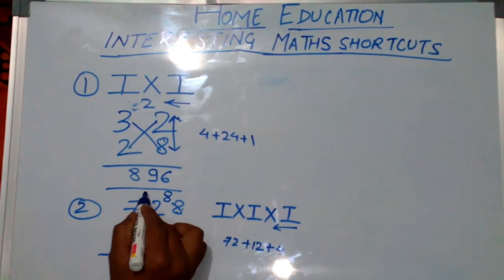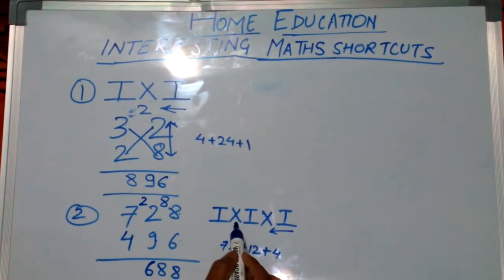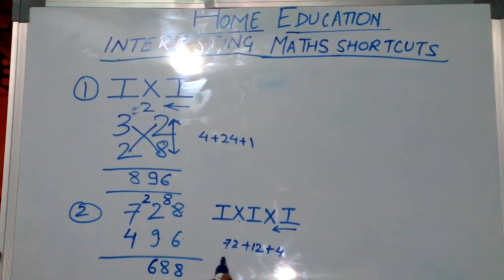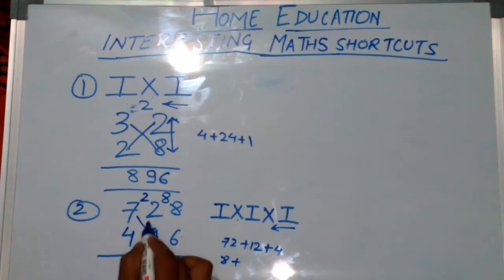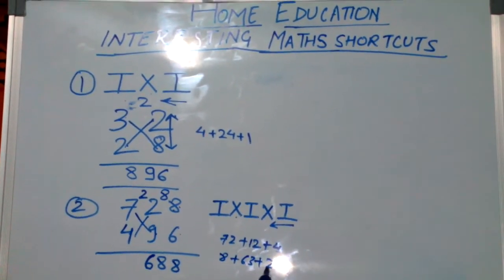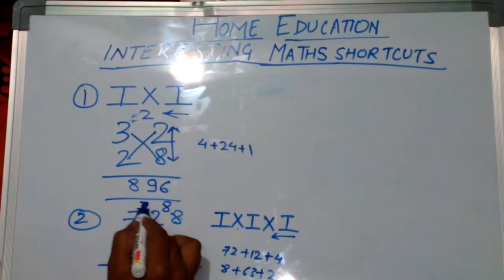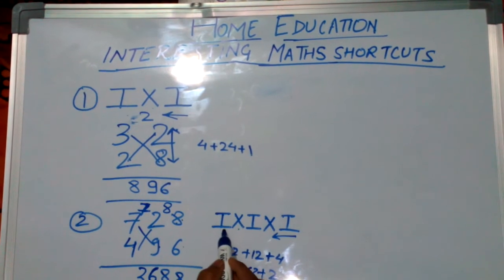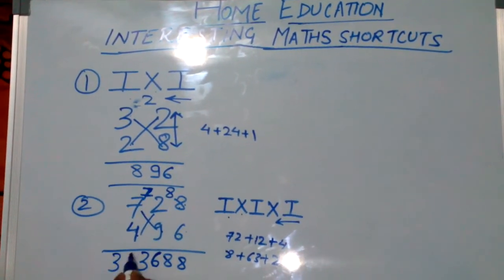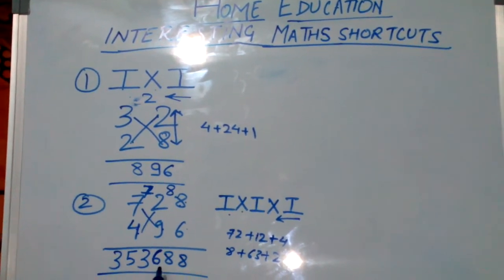Now 2 carrying. Now the rule says X: 2 into 4 is 8 plus 7 into 9 is 63 plus carrying 2, it becomes 73. Now carrying is 7. Now the rule says I: 7 into 4 is 28, 28 plus 7 is 35. So our answer is 353688.